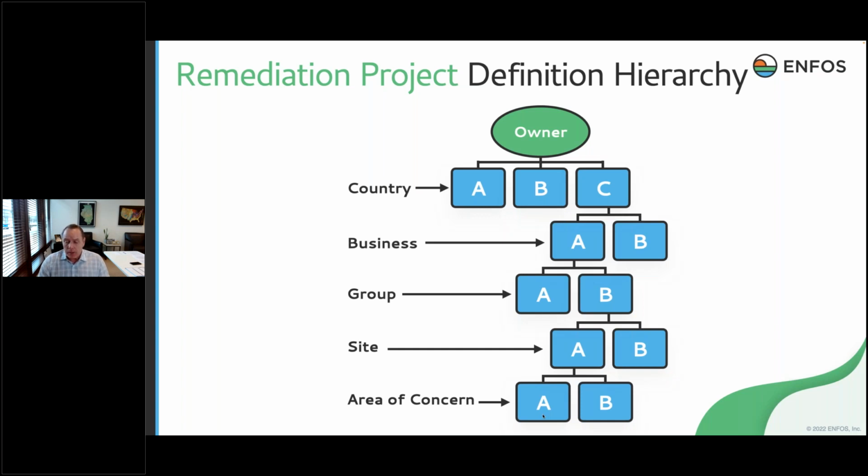A lot of our customers' sites might be smaller, so they have one area of concern per site, which is fine. It's a one-to-one relationship. But for your mega sites, how you define and create your AOCs is critical to your ultimate cost control mechanisms, as we'll see here in a little bit.